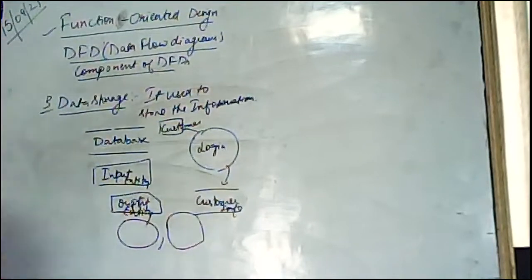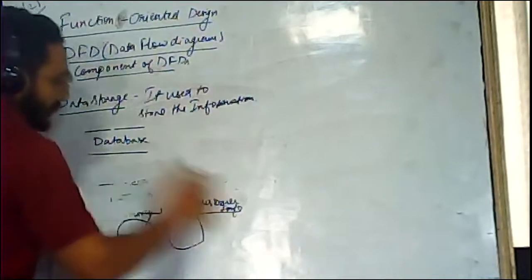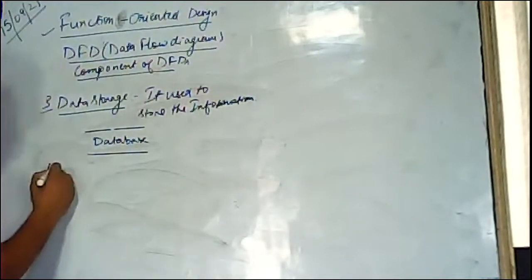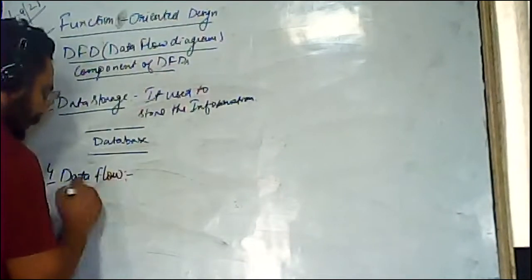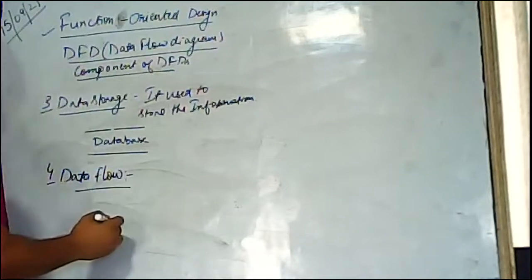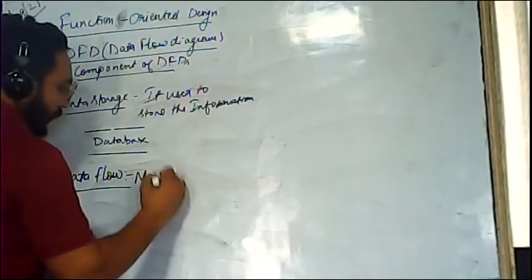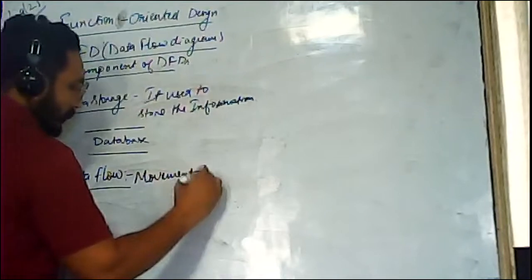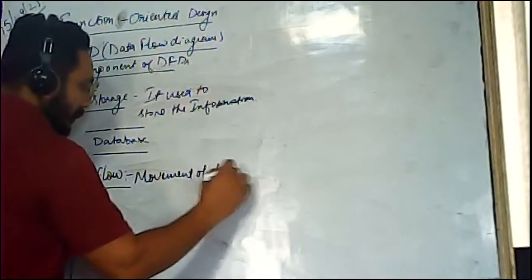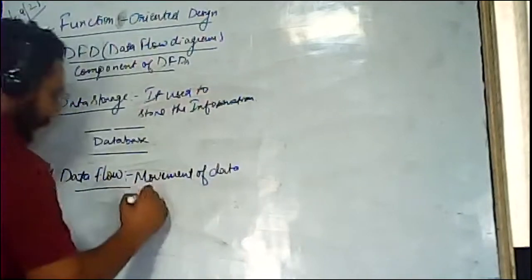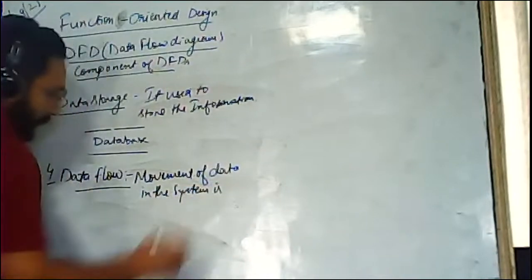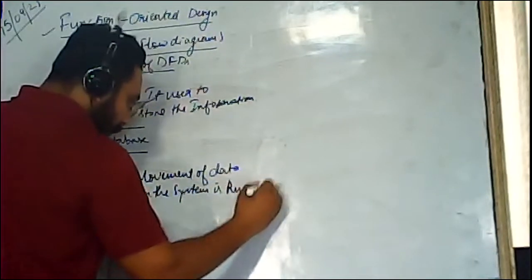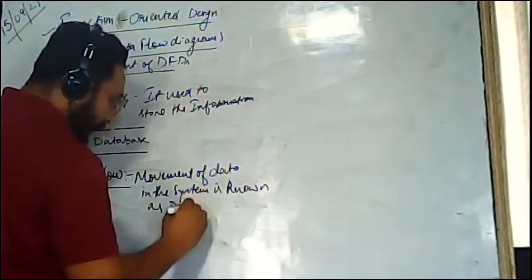Then the fourth component is your data flow. Movement of data in the system is known as data flow.